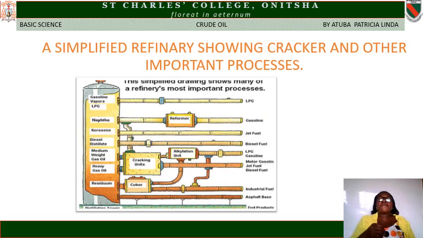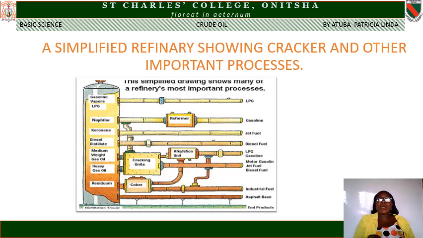This is a simplified refinery showing the cracker and other important processes. When you look at the diagram, you will see that the product of crude oil, when it is separated, undergoes some processes. We have other processes here like reformer, alkylation, cracking unit, and coker. But the one we are concerned with is the cracking. The cracking process is used to break further the product of crude oil. When it is being broken, other products are gotten.